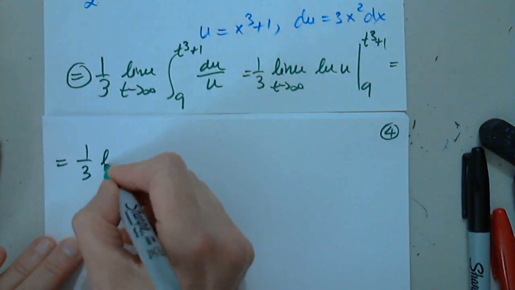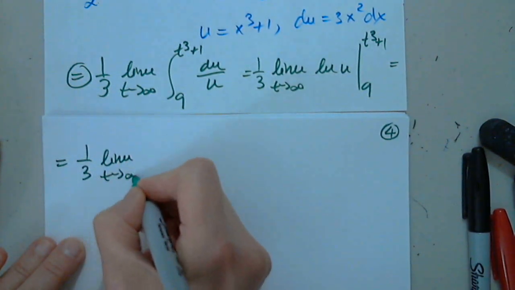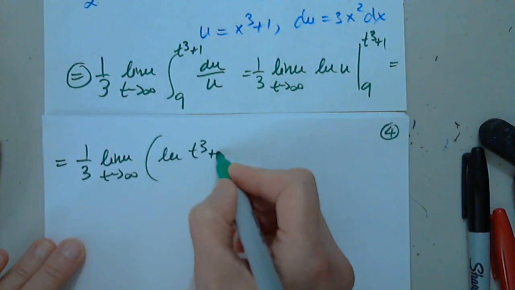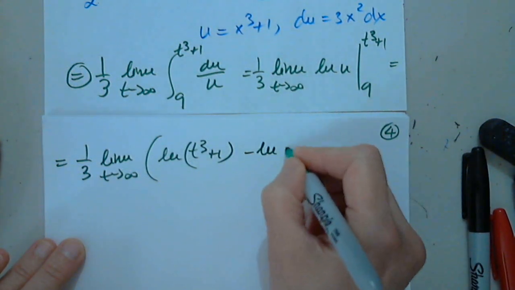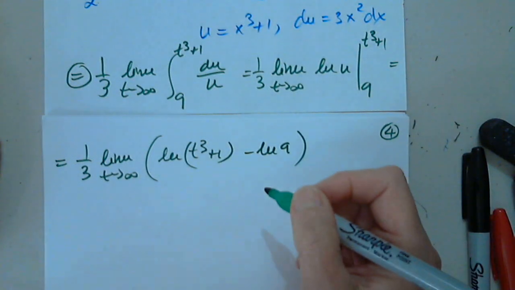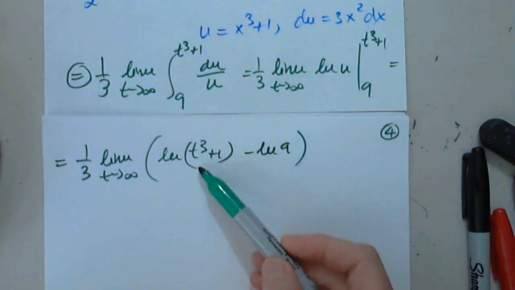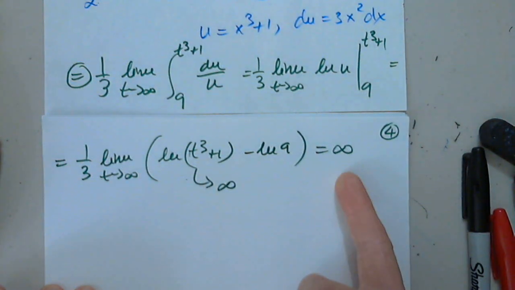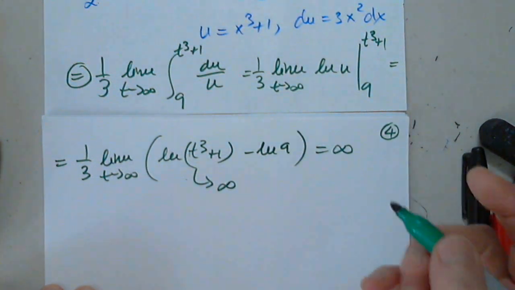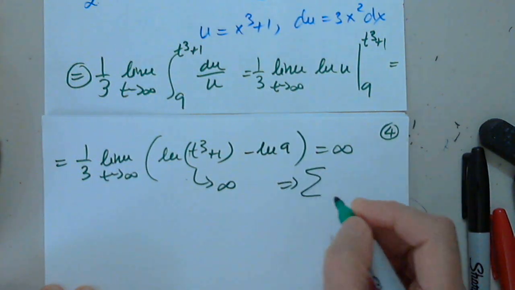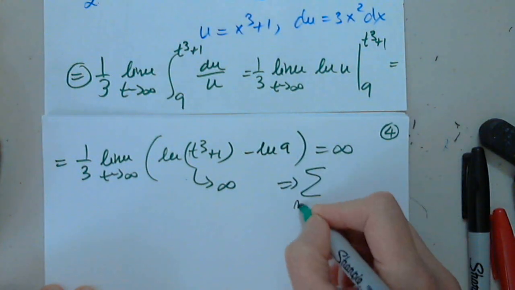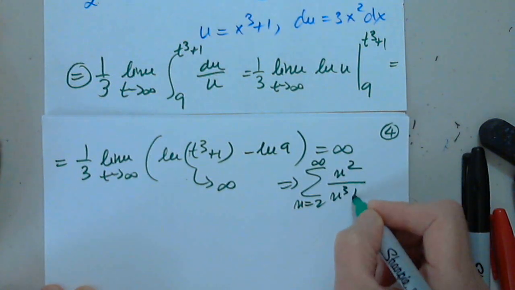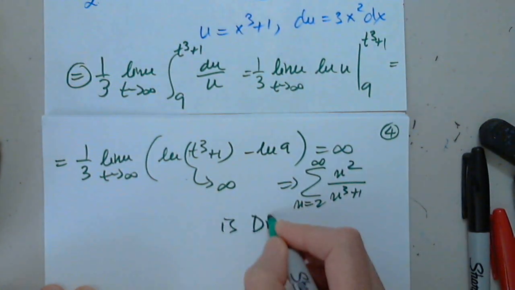Okay, so 1/3 limit as t approaches infinity of natural log of t cubed plus 1 minus natural log 9. Obviously, it's very clear here that this approaches infinity. So then, therefore, the improper integral is not convergent. So therefore, the infinite series n equals 2 to infinity of n squared over n cubed plus 1 is divergent.